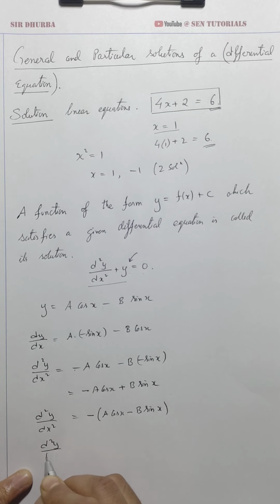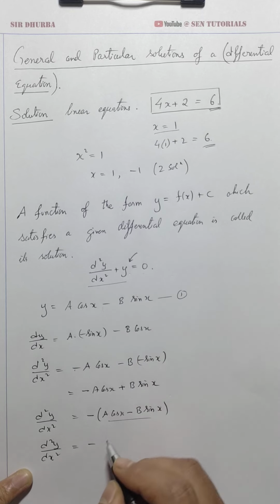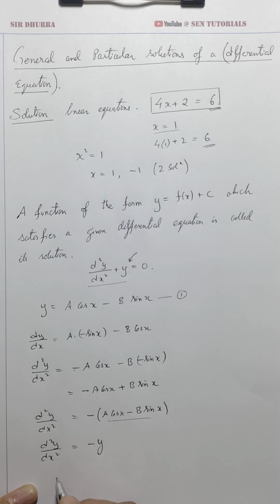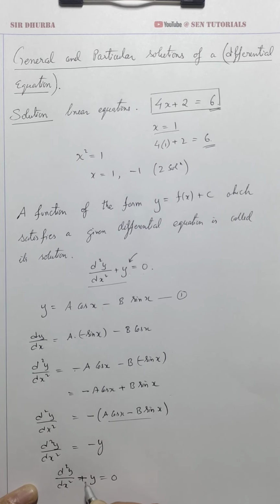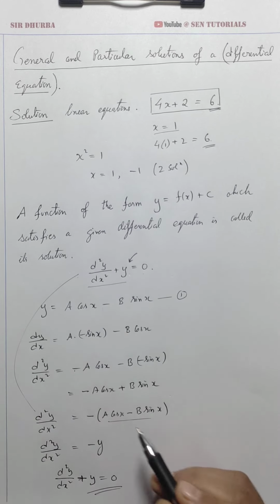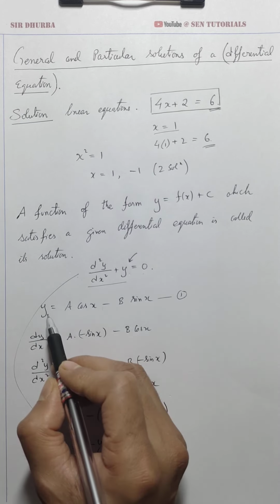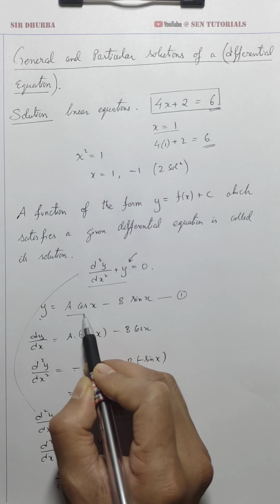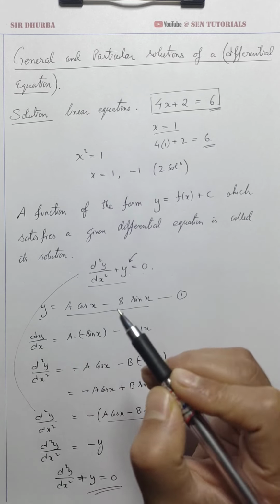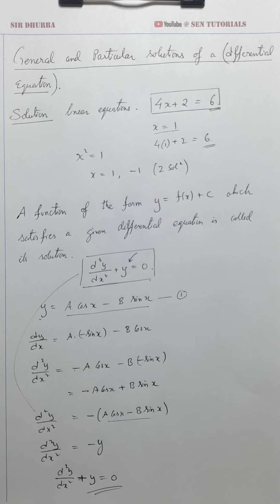So d square y by dx square is equal to minus this, we can simplify it in our own ways, equal to minus y. So then d square y by dx square plus y equal to 0. We can do it like this also, or you can just substitute the value in this equation, and then again it's going to be the same, the equation will be satisfied. So this function, y equal to a cos x plus b sin x, is the solution of this differential equation. I hope you get that, na?